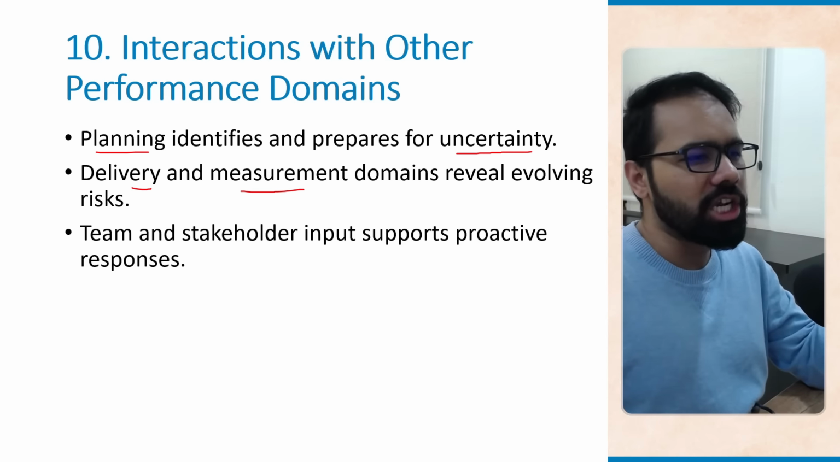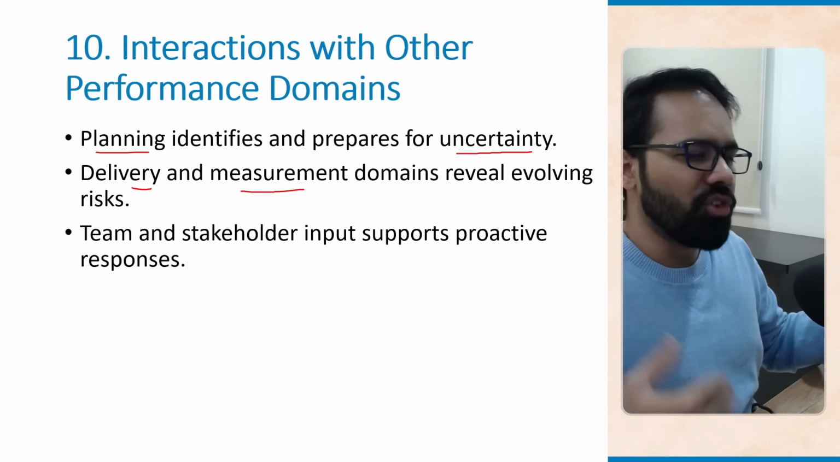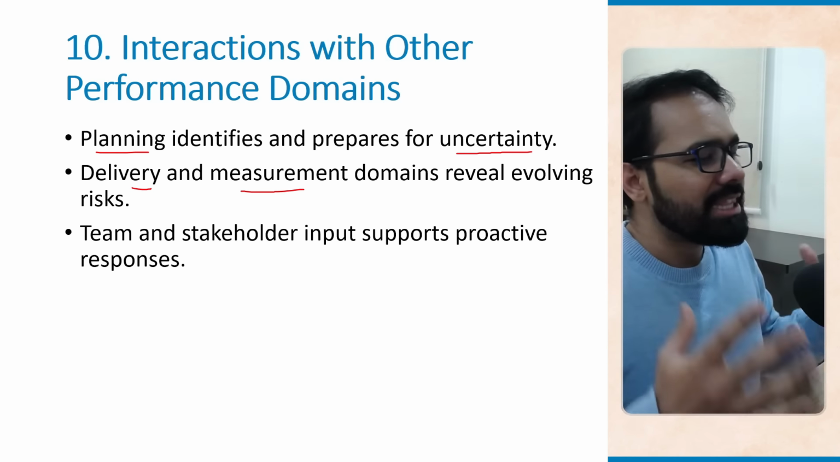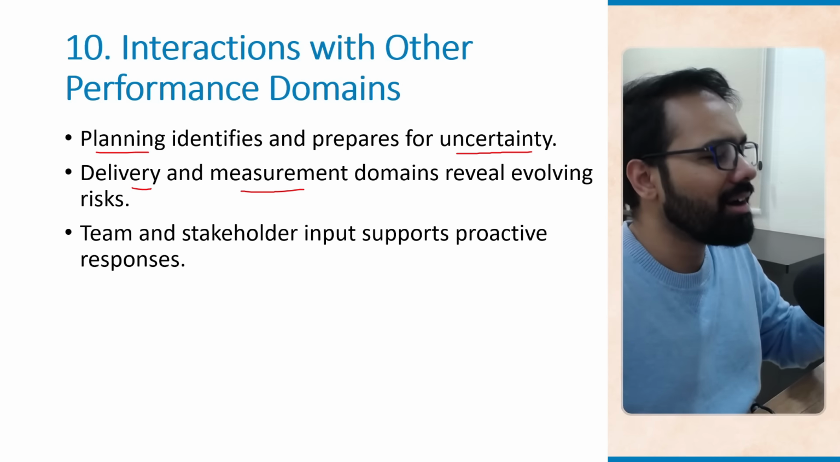Team and stakeholder input supports proactive responses. If you have engaged discussions with your team, they are going to help. These discussions are going to help detect early warning signs, and you can also capitalize on opportunities. So definitely discuss with your teams about risks, about uncertainty, about volatility, right? Make it a part of your team meeting agenda.